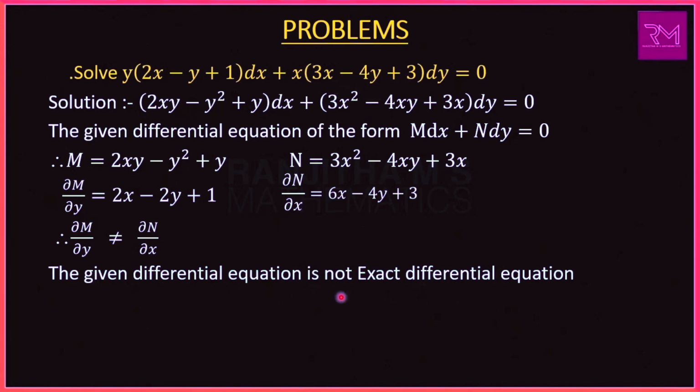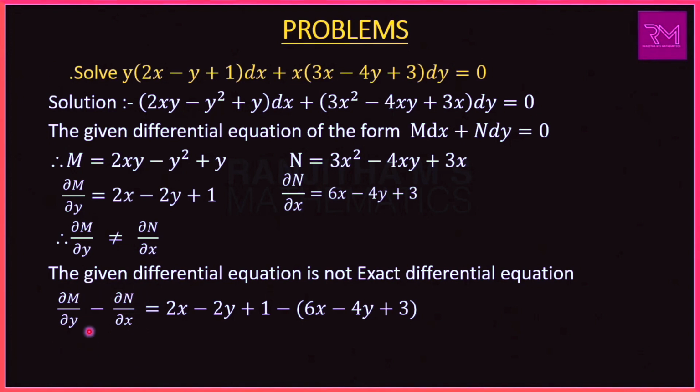Once we conclude the given differential equation is not exact, our aim is to reduce this non-exact differential equation to an exact differential equation. For that, first find ∂M/∂y - ∂N/∂x, that is the difference of ∂M/∂y and ∂N/∂x. Here ∂M/∂y is 2x - 2y + 1 minus ∂N/∂x, which is 6x - 4y + 3. Hence we get 2x - 6x is -4x. Here -2y, minus into minus, plus 4y is +2y, plus 1 - 3 is -2. This is our ∂M/∂y - ∂N/∂x.